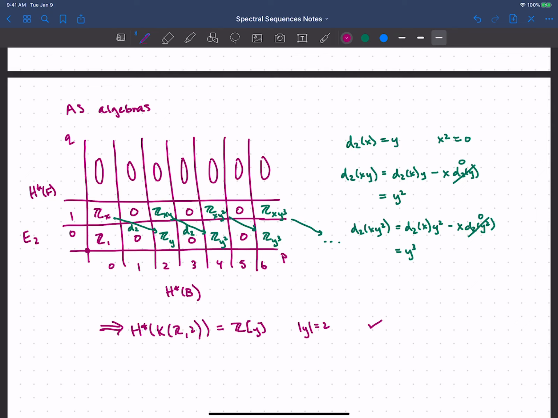Okay, so this is the simplest version of a computation, and so far we've really only recovered something that we already know. But in the next video, we'll look at a much more complex computation and actually learn something new.